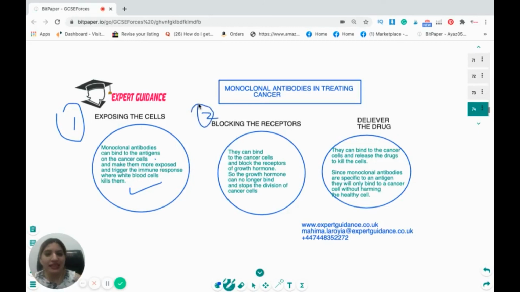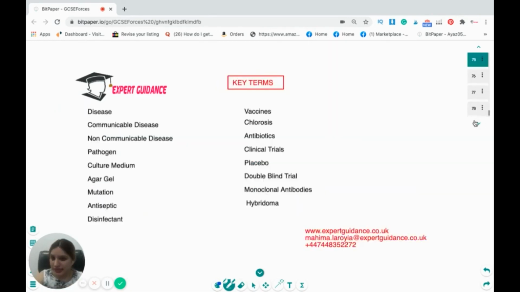The third thing they can do is, as they're highly specific, they can bind to the cancer cell and release the drug to kill the cell. So since the monoclonal antibodies are specific to an antigen, they will only bind to a cancer cell without harming the healthy cells. Okay, so I hope this topic is clear to you.